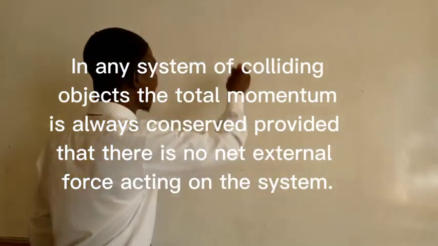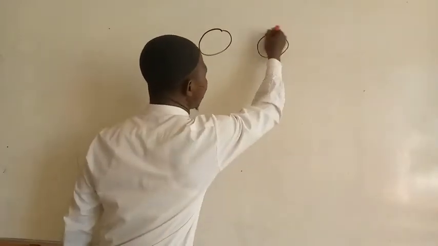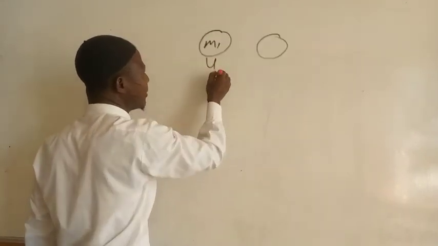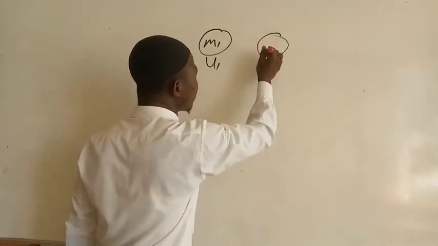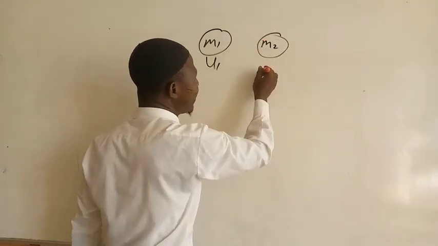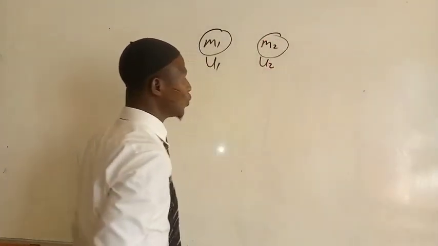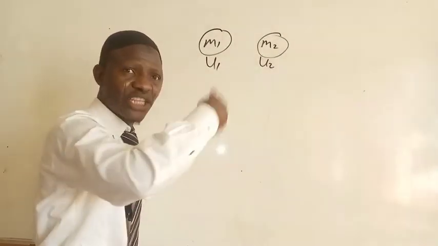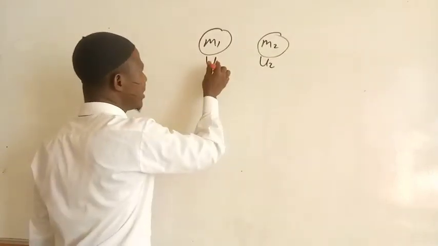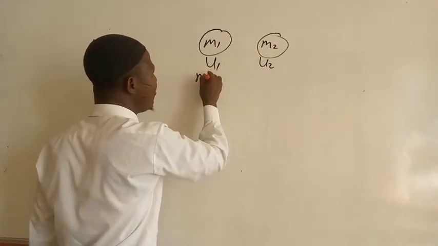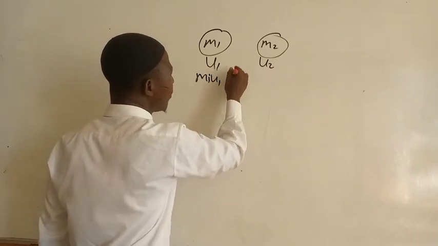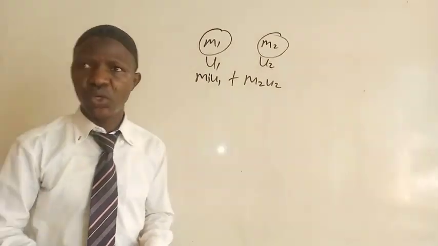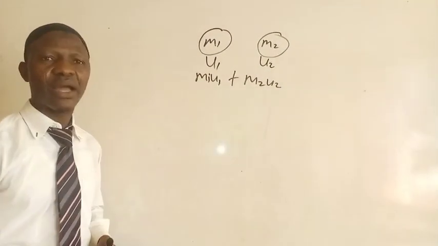That is, if you have two bodies, this one with mass m1 and initial velocity u1, then this one, m2 with initial velocity u2. If there is collision between these two bodies in an isolated system, the sum of momentum here, m1u1 plus m2u2, must be equal to the sum of the momentum after collision.